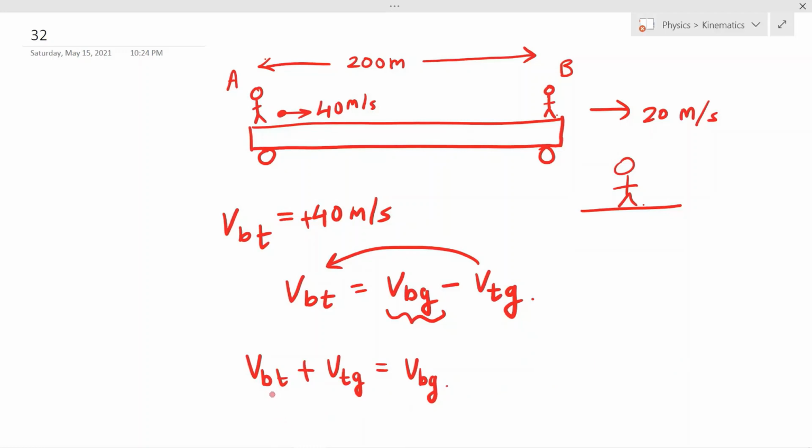Now the velocity of the ball with respect to the trolley is 40. This is plus because it is moving in the right direction. I forgot to write a convention over here. So this is right and it is positive, and the left will be taken as negative. So this is plus 40. The velocity of the trolley with respect to ground is in this direction again, so this is 20 meter per second. So the velocity of the ball with respect to ground is 60 meter per second.